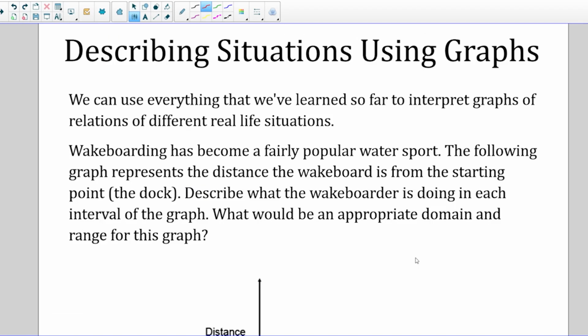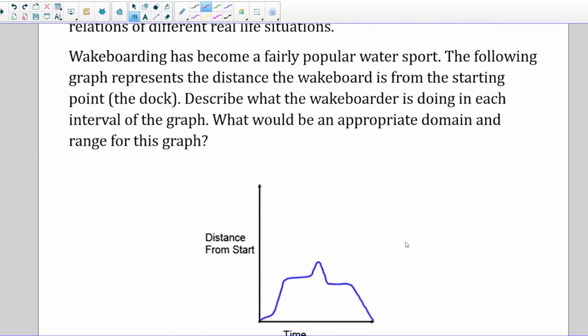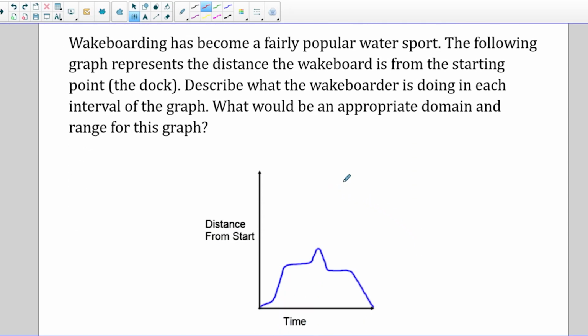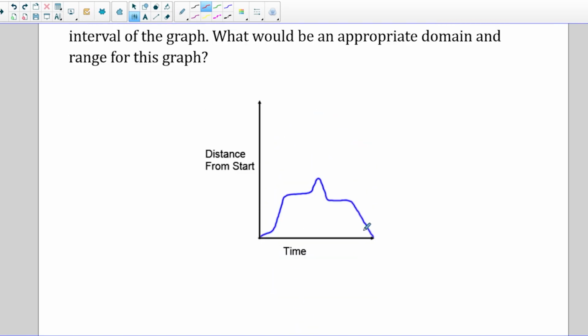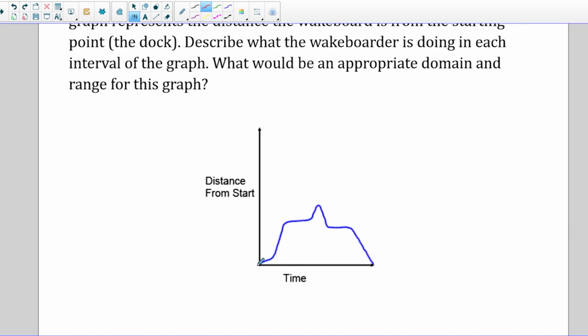So in this next part of the outcome, we're going to be describing situations using graphs, and we're also going to be coming up with a graph if we're given a situation. So the first example here talks about wakeboarding, and we're going to look at a graph that represents the distance the wakeboard is from the starting point. Otherwise, we're looking at how far away this wakeboarder is from the dock. Now we need to be able to describe what this wakeboarder is doing in each stage of this graph or each interval. What would be an appropriate domain and range for this graph? We'll talk about that afterwards.